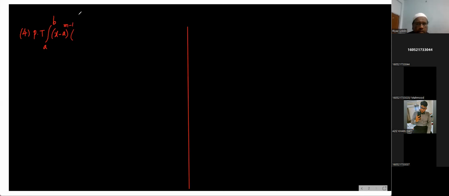Prove that this is the fourth question. Prove that integral a to b, (x minus a) whole to the power of m minus 1 into (b minus x) whole to the power of n minus 1 into dx.